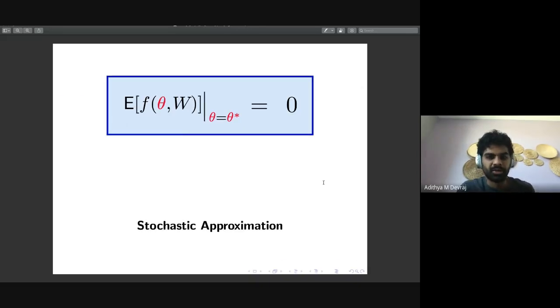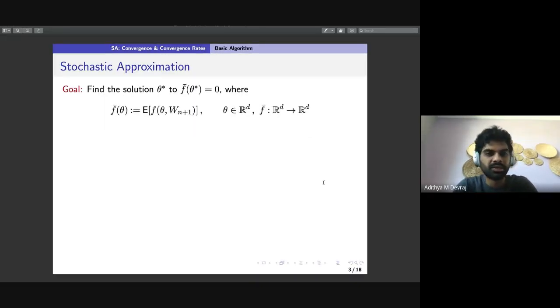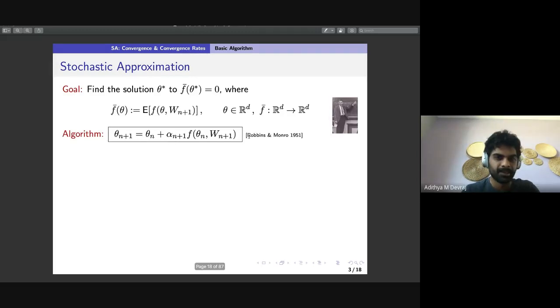So next, I'll be talking about stochastic approximation. The goal in stochastic approximation is simple. You have a parameterized family of functions f bar of theta, wherein for each theta, f bar of theta is an expectation. Here Wn is a random vector, and this expectation is with respect to the stationary distribution of this random vector. And the goal is to find theta star so that f bar of theta star is equal to 0.